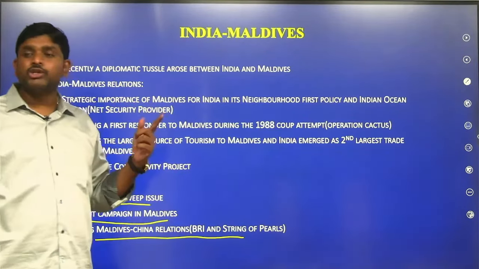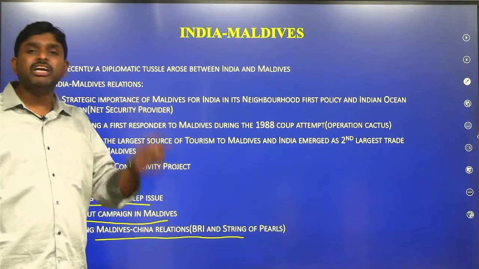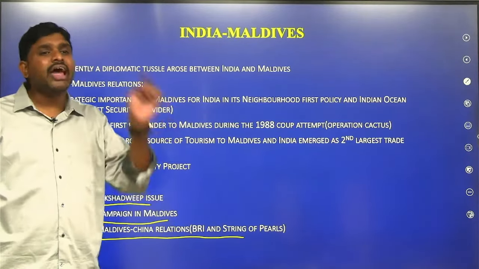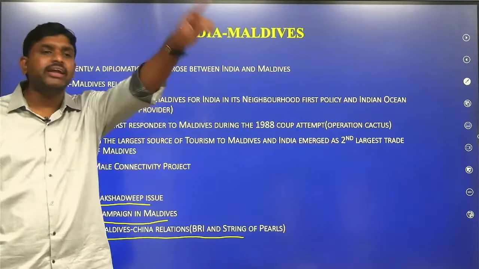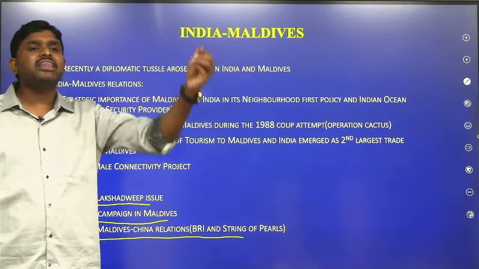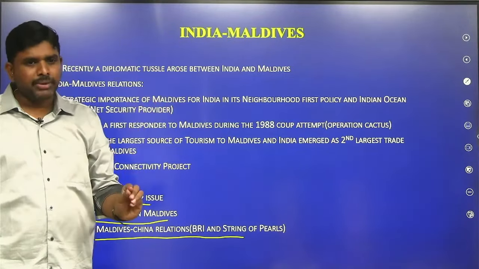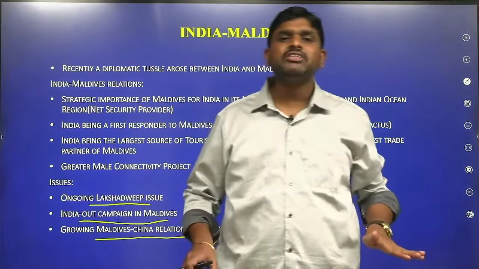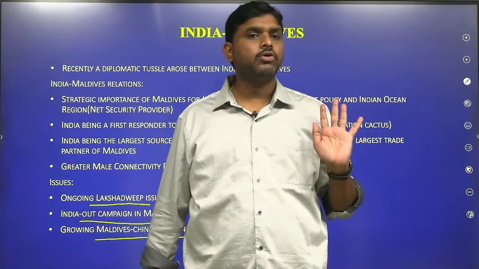But we are very good friends of Maldives. In 1988, when a military coup happened, India ran an operation called Operation Cactus and went and saved the democratically elected people. But now the Maldives government has forgotten the history and is saying India Out. Hence the relationship between India and Maldives is important, and you have to go through the geography of Maldives and India.